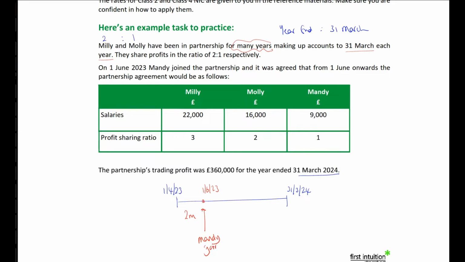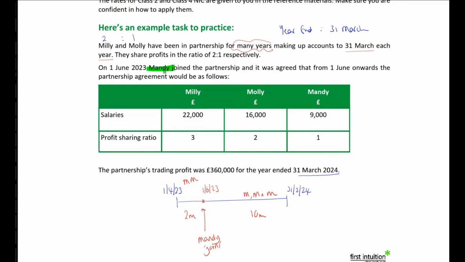So we've now got a situation where we had Millie and Molly quite happily going about their partnership business for 2 months of the year. And then from the 1st of June until March, so a further 10 months, we then have 3 partners with Millie, Molly and Mandy. Feels like a tongue twister already.